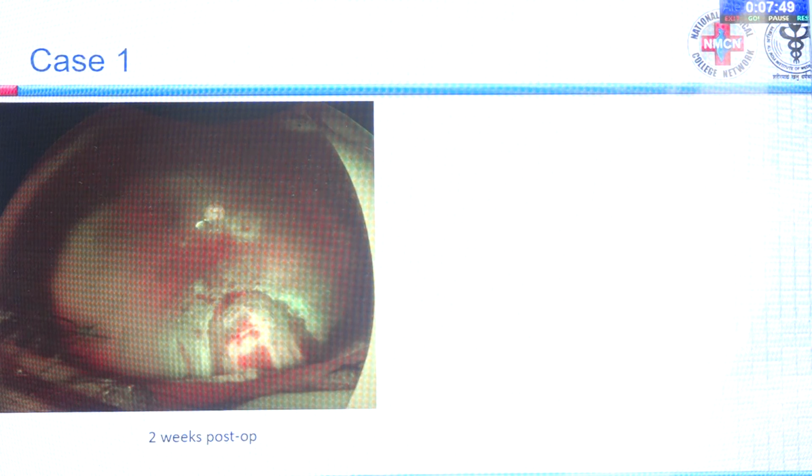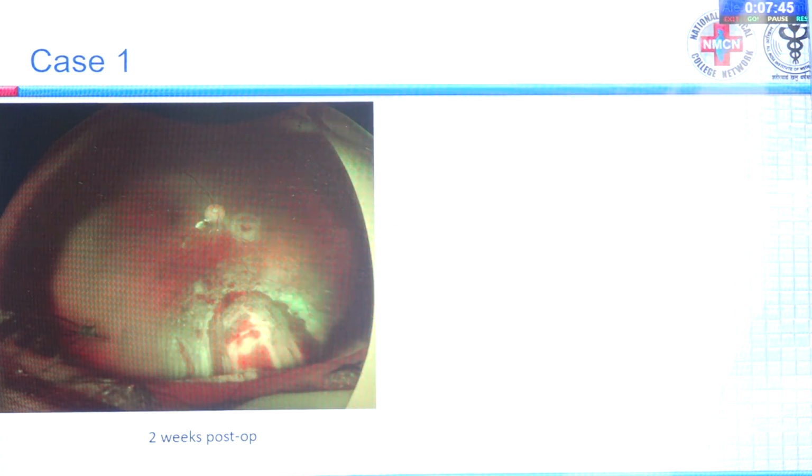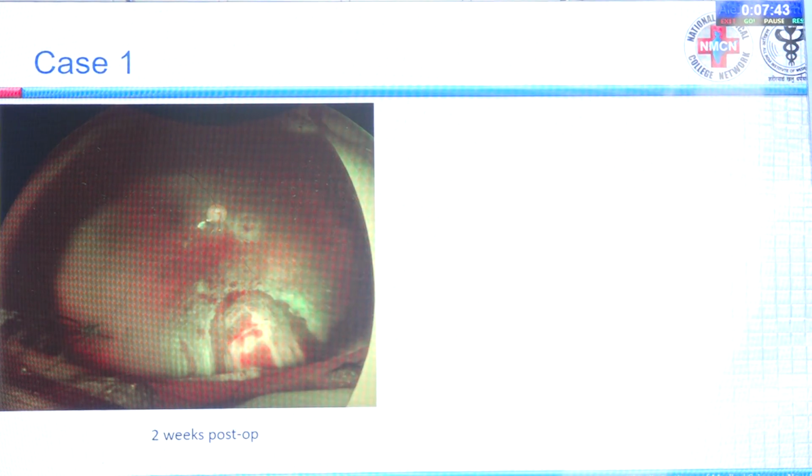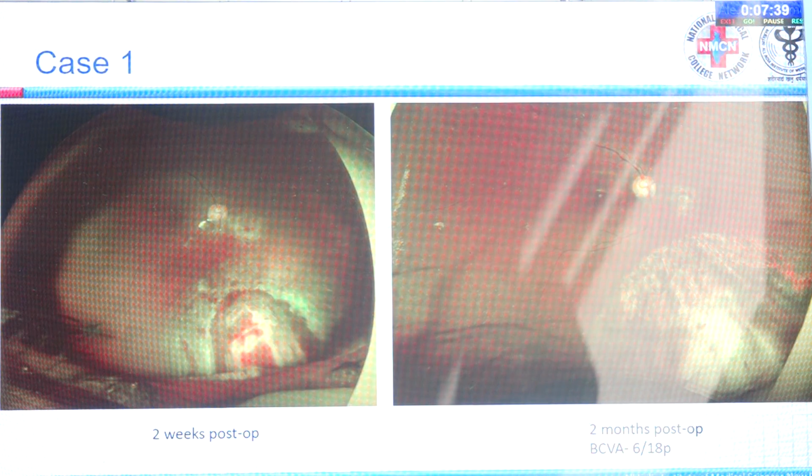So this creates minimum removal of the tissue, and we can achieve a very small area of retinotomy. And then laser is done, and then silicone oil endotamponade is done. So this is the 2 weeks follow-up. The retina is well attached. The retinotomy can be seen all around the incarceration site. And at 2 months, the BCVA of this patient was 6/18 partial.